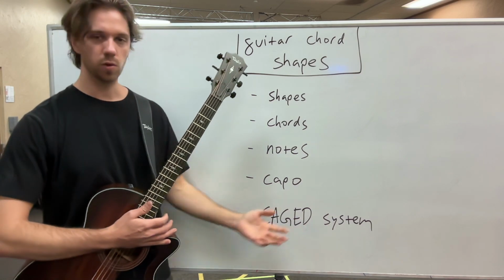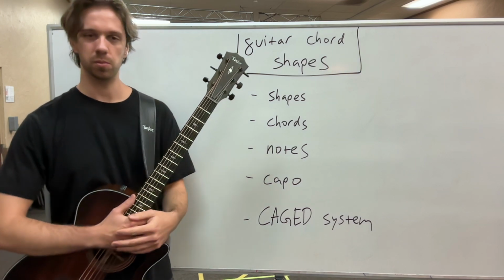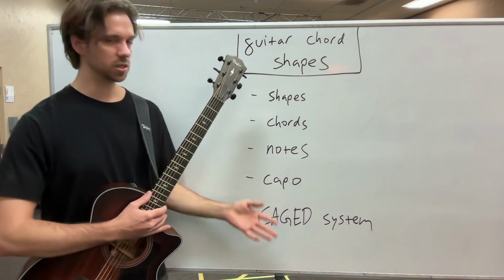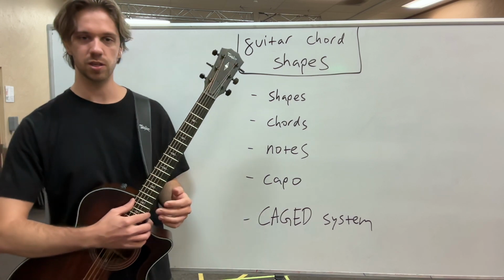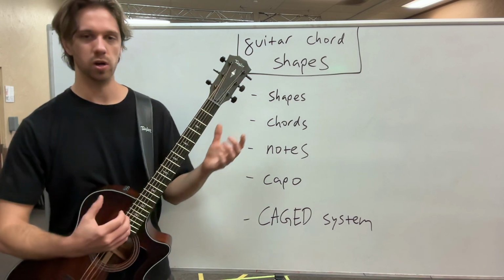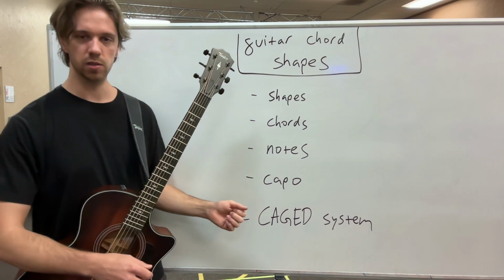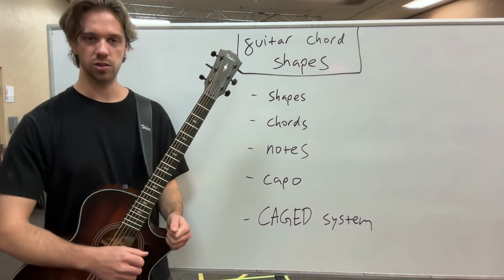It's an acronym for the 5 major chord shapes that exist on the guitar that you have probably already learned at this point, or maybe not. The CAGED system is the guitar, so the more you can learn about the CAGED system and how it works, the more you will learn about the guitar, and that is really what we're going to be talking about in this video, is the CAGED system.